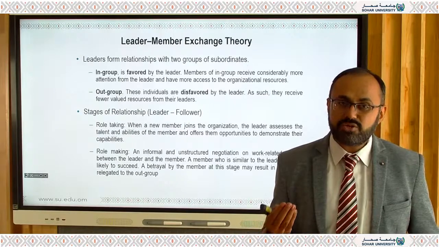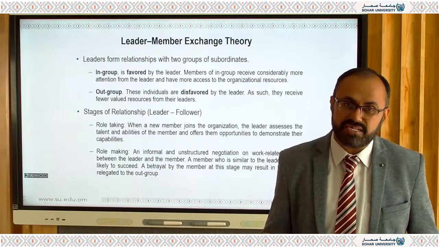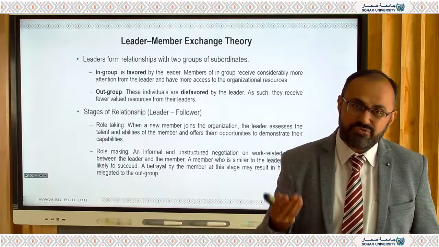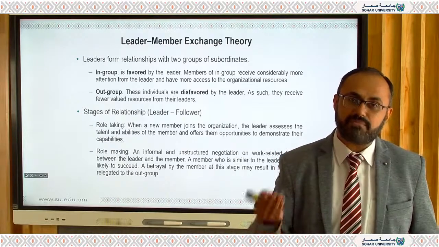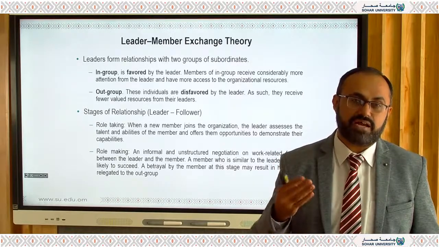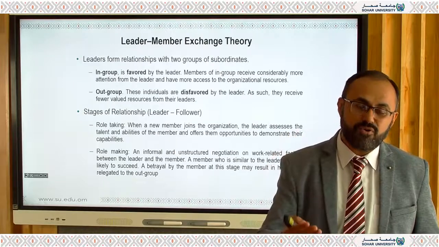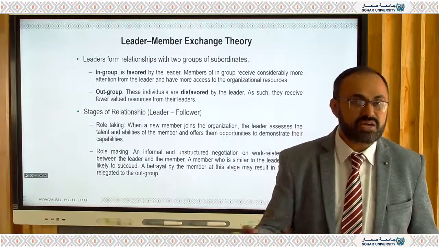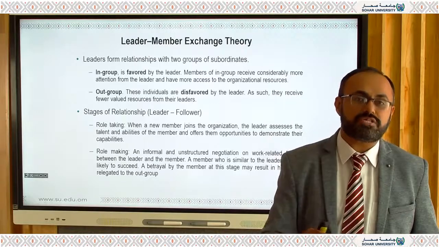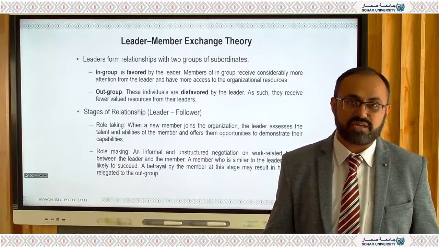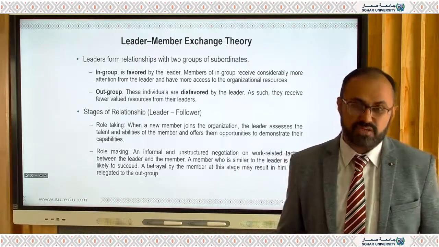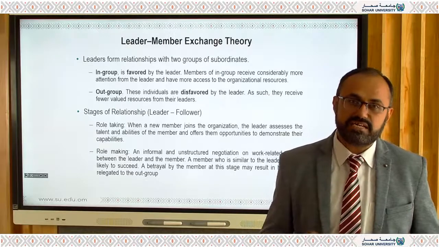So I should try to avoid such type of leadership, and I should try to favor those people in Bank Muscat or wherever I am who are more skillful, and they are working hard, and they are not coming every day to my office to polish me or doing anything nonsense for me. So this is the thing you should try to understand in leader member exchange theory.